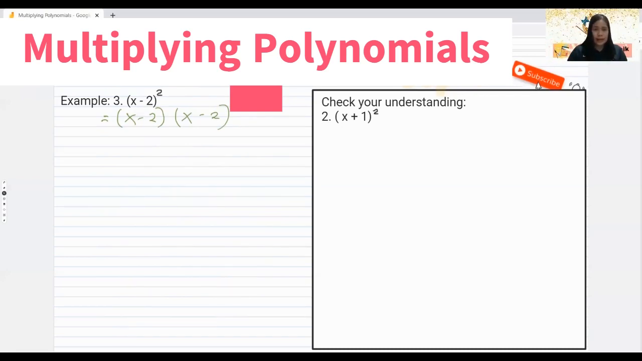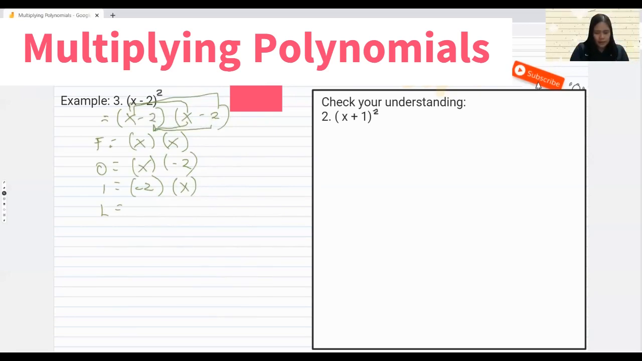And then we will use the FOIL method that we used on example number 2. So let's start using the FOIL method. F stands for the first 2 terms, which is x times x. And then the outer term, which is x times negative 2. Inner term, we have negative 2 times x. And then the last 2 terms, always or frequently, it is a constant. So for the last term, we have negative 2 times negative 2.